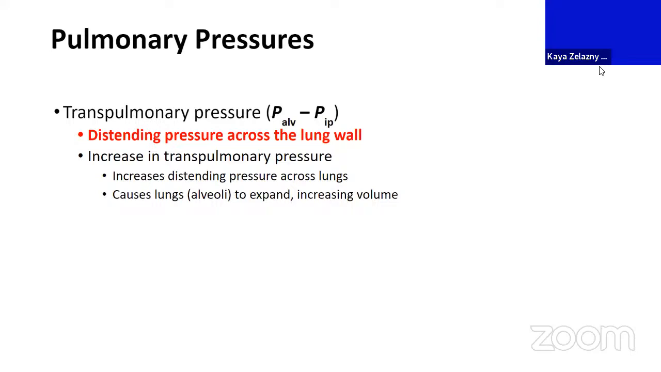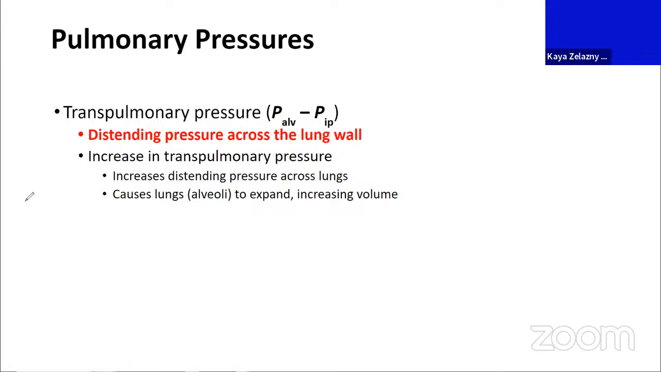Okay. So that brings us to the transpulmonary pressure. We're calling this our distending pressure across the lung wall. So we're comparing pressures in the alveoli and in that intrapleural space. So if our transpulmonary pressure increases, basically, this is going to cause your lungs to expand, increasing the volume, and then dropping down the alveolar pressure as a result. So let's think about that.